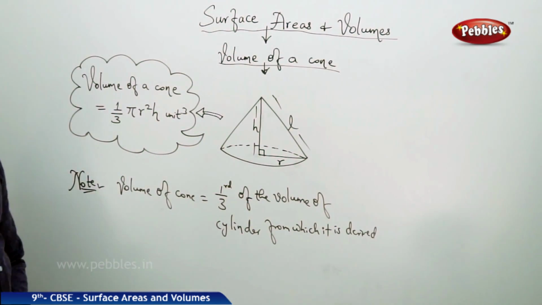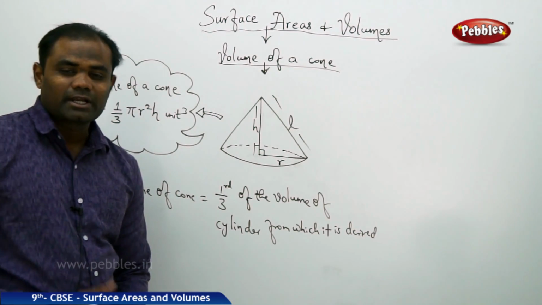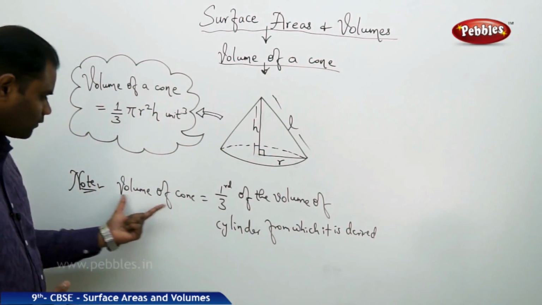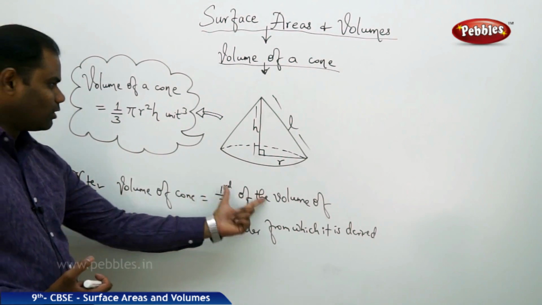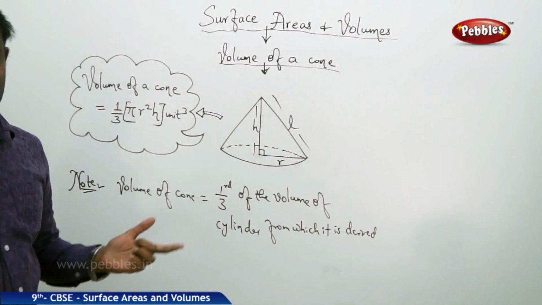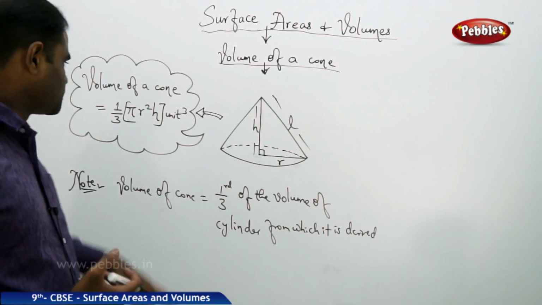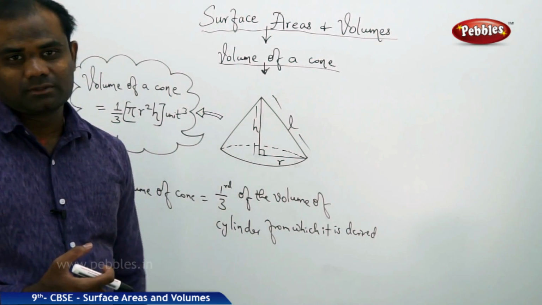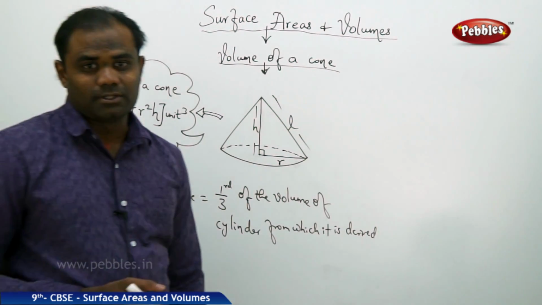This is very important to understand because we understand a cone as being generated from a cylinder. So the volume of a cone is always 1/3 of the volume of the cylinder, which we already discussed in the previous session as pi r square h. So 1/3 of the volume of the cylinder from which it is derived. What do we mean by from which it is derived?